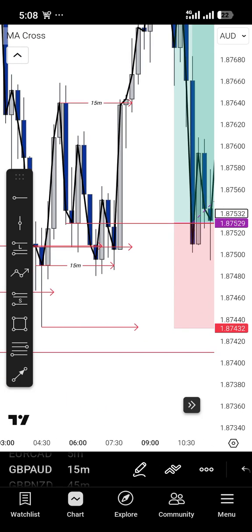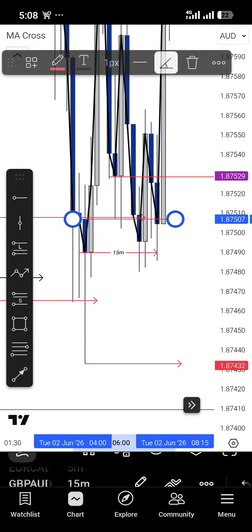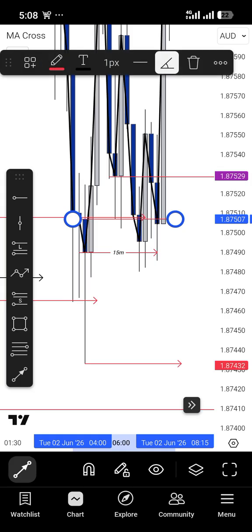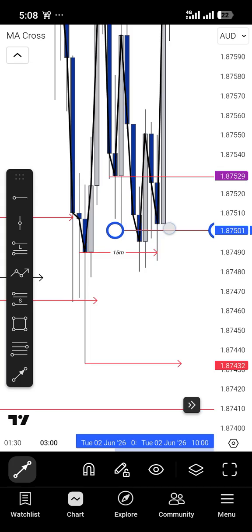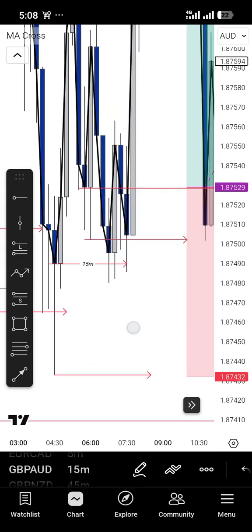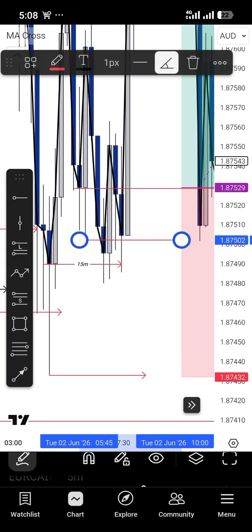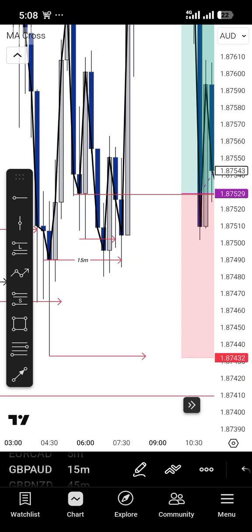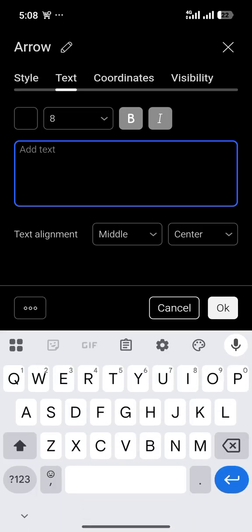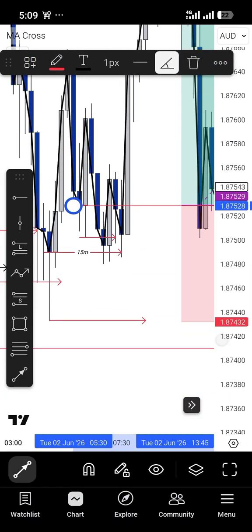Now, if you look very well, there was a liquidity that was swept. So, if you see here, this is the liquidity that was swept. We have a sweep of liquidity before the key level was taken. So, our entry is now going to be on that key level, the Quasimodo level on 15 minutes.